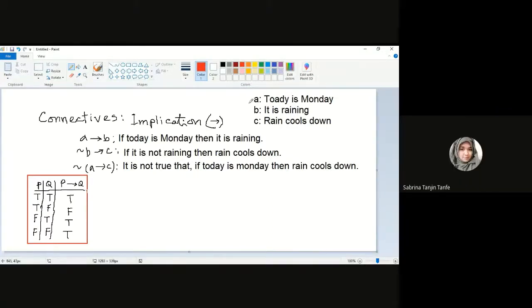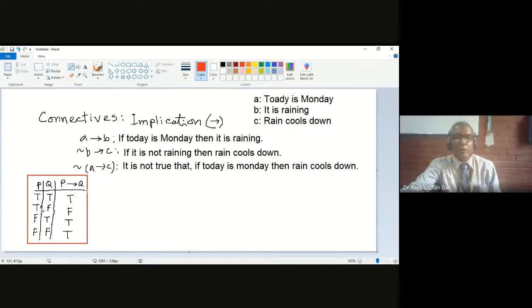Yes, sir. Okay, good. So now what I'm saying, try to relate the implication truth table with the given examples that we have already here. So now tell me, what is the truth value for A? Is it true or false?